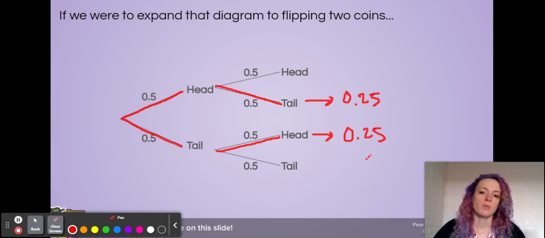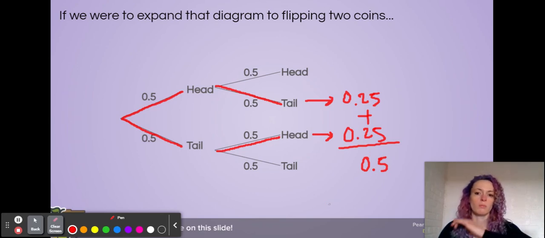But since we're looking for the probability of just getting one heads and one tails, not a particular order, once we get these probabilities, we add them together. So there's a 1/2 chance or a 0.5 chance that I would get one heads and one tails. So we multiply along the branches, and if you're using more than one branch, you add up the probabilities.